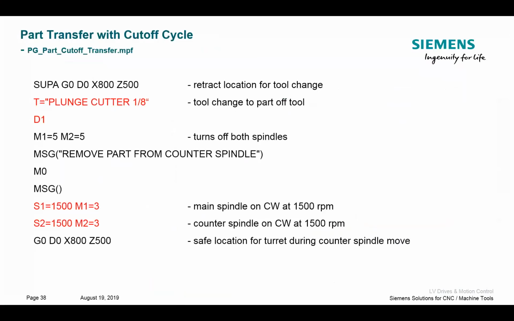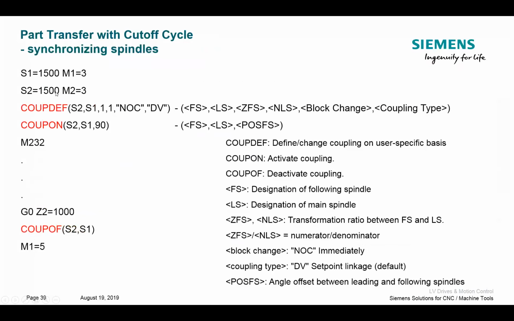I'm still going to do the same safety to make sure that the part in the sub spindle's out of the way. I can turn on both spindles with an S1 and an S2. And it's okay if previously it was set to set main spindle to number 1. That's all right. That's why you're using the numerical designation to direct the S codes. And then from there, I start to use this couple command, and what that does is that synchronizes the two spindles.